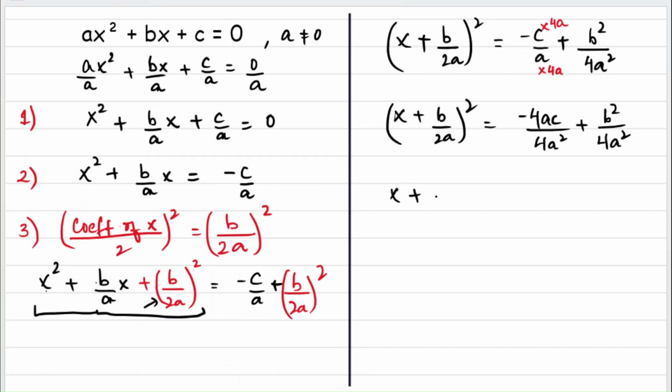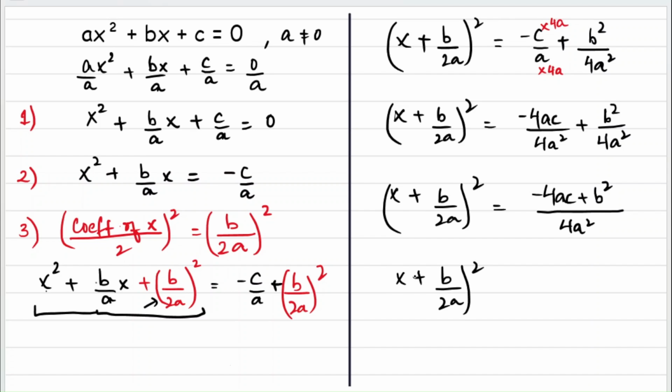So my left side is still the same, (x + b/2a)² equals, now the denominator of both these fractional algebraic expressions is the same. So my common denominator will be 4a², and over there I'll get −4ac + b². Let's rewrite it as (x + b/2a)² equals, I would write b² first, followed by −4ac, over 4a².